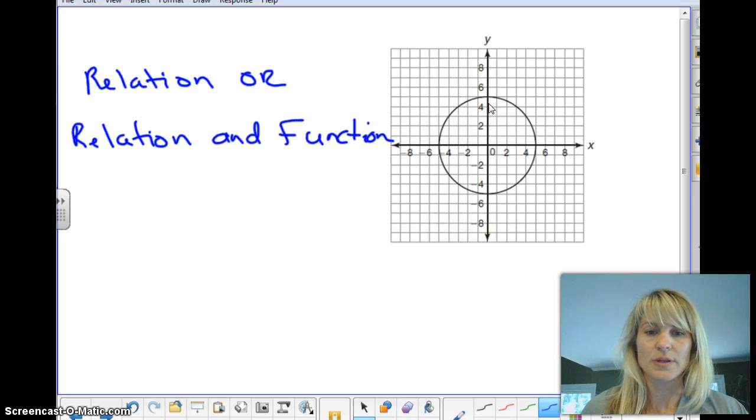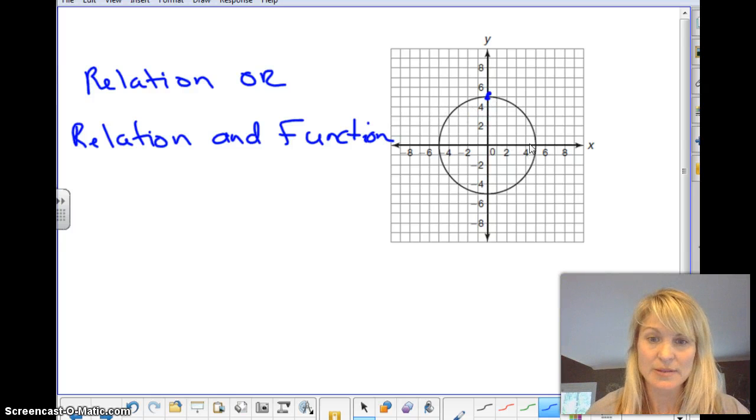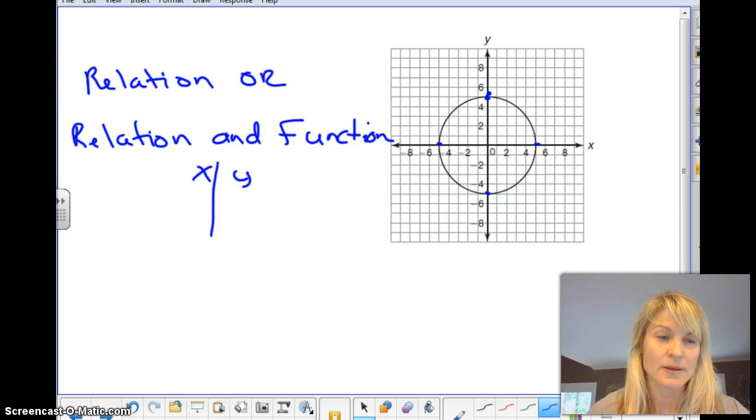So let's just take a couple of points here. I might pick these 4, they look like good points, and I'll make a little table. This coordinate goes over 0 and up 5, so x is 0 and y is 5. This is over 5 and up nothing, so x is 5 and y is 0. Here we went down 5 over 0, so it'd be 0 for my x and -5 for my y. And then here we have -5 and 0.